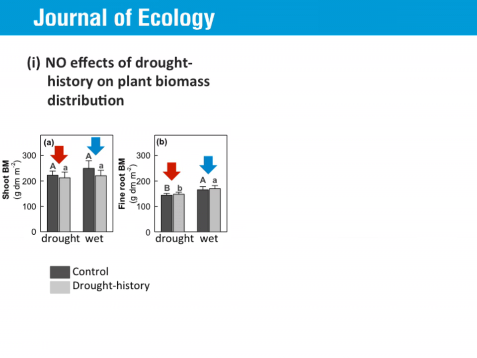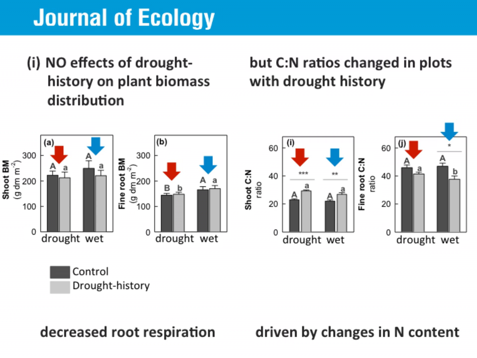Shoots and roots responded similarly in drought history and ambient plots. Root biomass, however, increased after the end of the drought under more wet conditions. Root respiration significantly decreased during drought in drought history plots, which indicates that these plants may have had more stress during the drought. While the biomass remained stable, we could observe changes in the plant's C/N ratios.